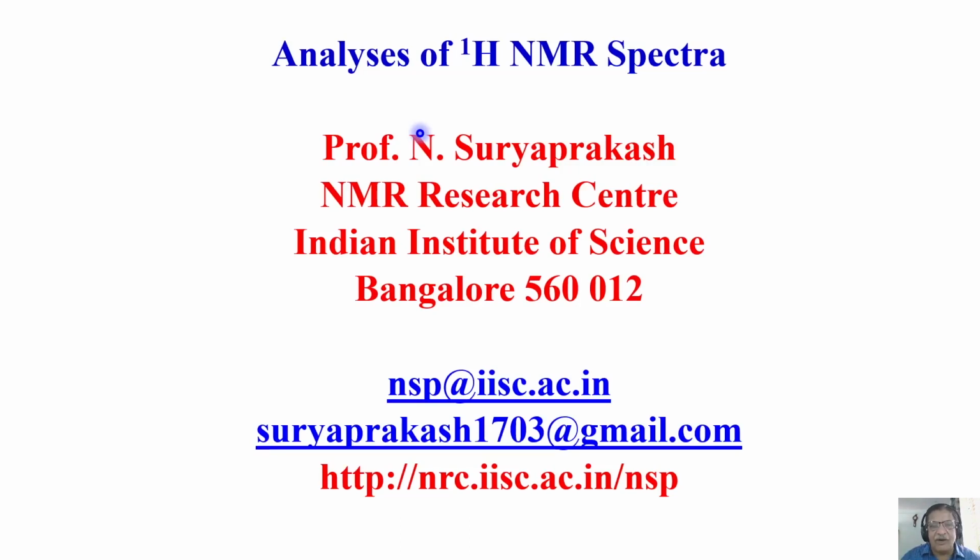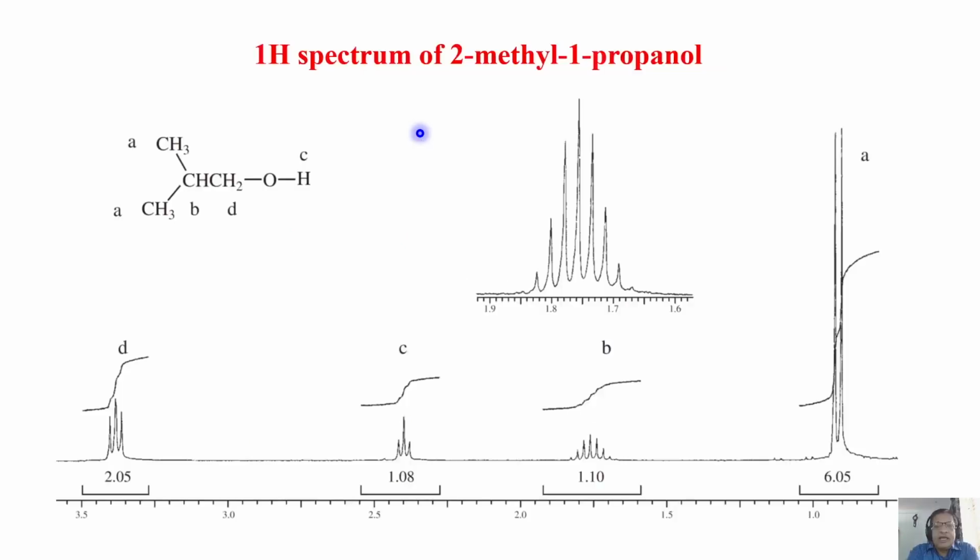Of course, if you want more information, you can analyze the multiplicity pattern very carefully so that you can get the J coupling information also. That's also possible. But again, we will continue like this with the analysis part. This is a simple molecule. It is the proton spectrum of 2-methyl-1-propanol. This spectrum is taken from Pavia book, edition 4. Look at this one. This is the structure of the molecule.